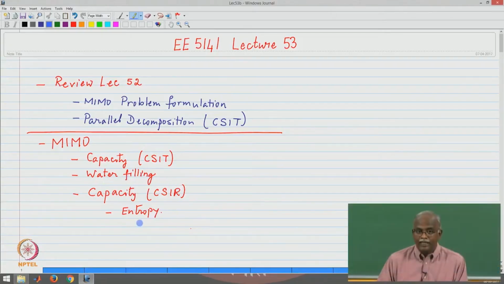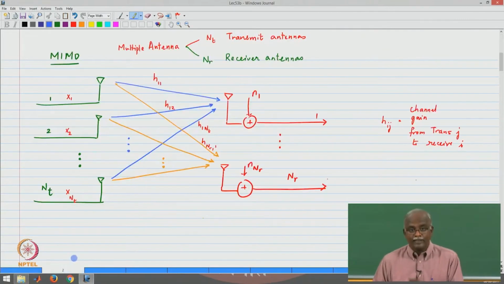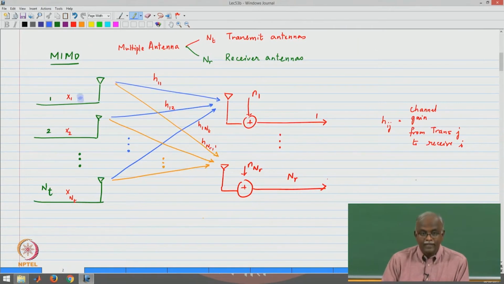Firstly, when we can do parallel decomposition, and then we will go on to the general case where we cannot do parallel decomposition, but still we would like to achieve the best in terms of the performance of the system, capacity of the system, and that will be based on our understanding of the entropy of the channel. So to begin with, let us look at the MIMO context. We have NT transmit antennas, and we have NR receive antennas, and we have a channel that connects them.